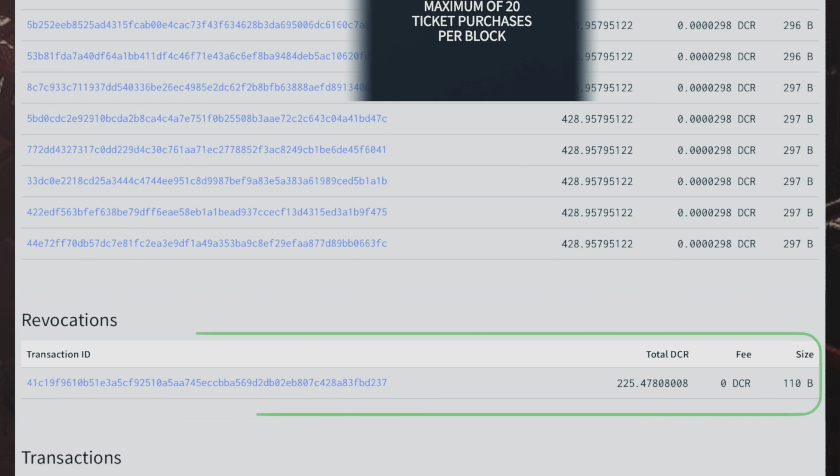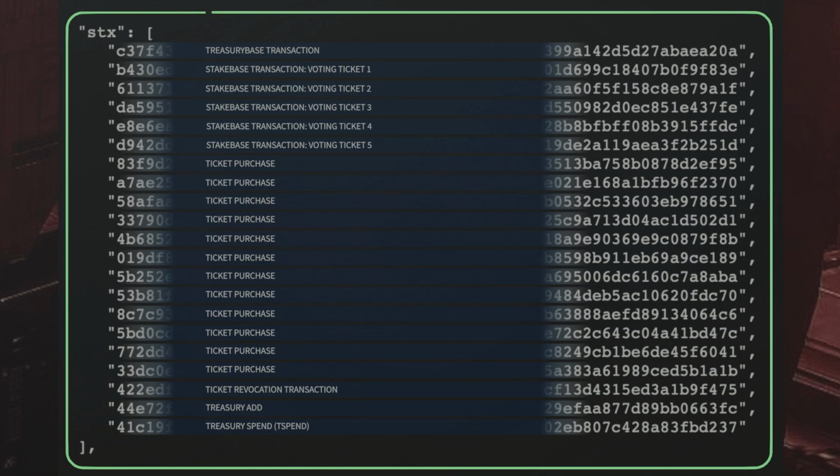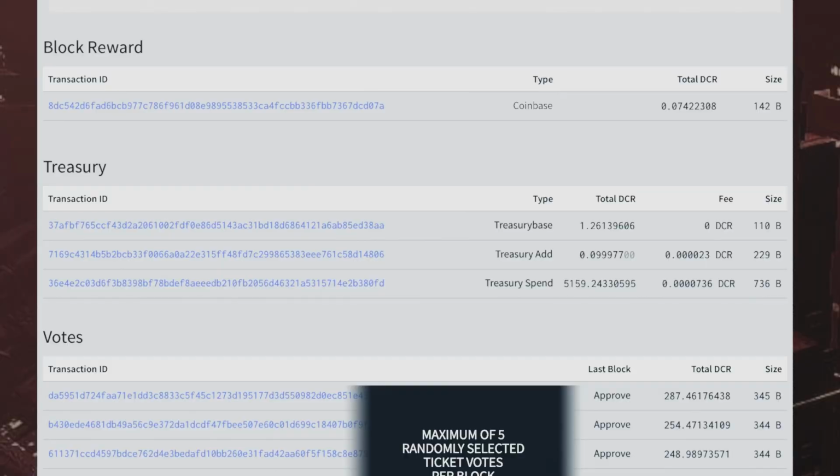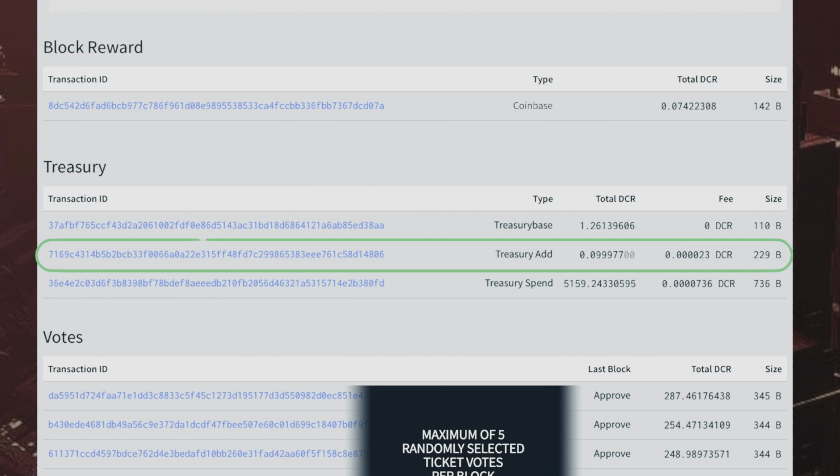These transactions will occur automatically if a ticket has missed its vote or the ticket has expired without voting. The revocation transaction returns the ticket value minus fee and minus ticket reward to the holder's address, as well as being the first output in the treasury-based transaction. Treasury add can also be used as a unique transaction to credit the treasury independently.